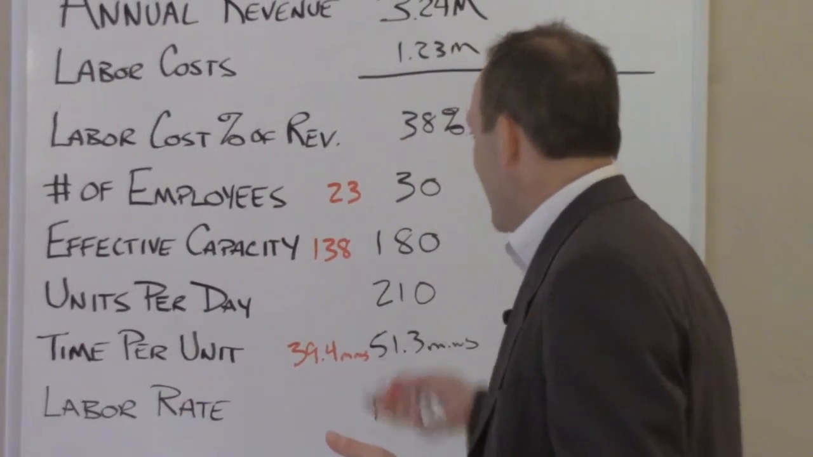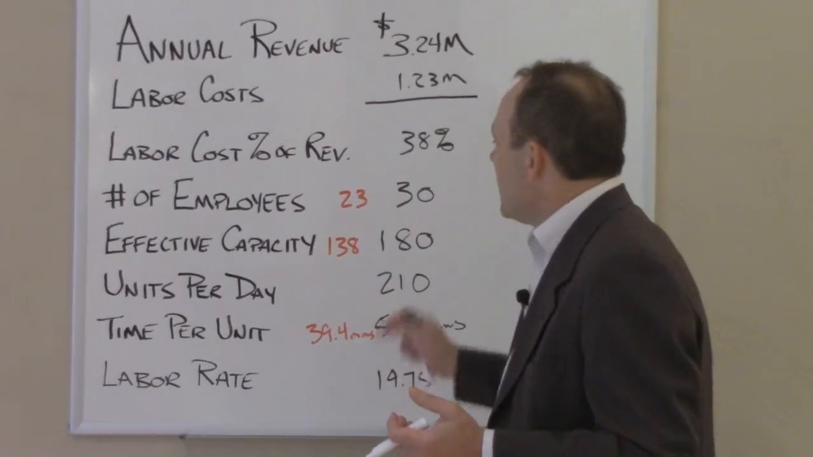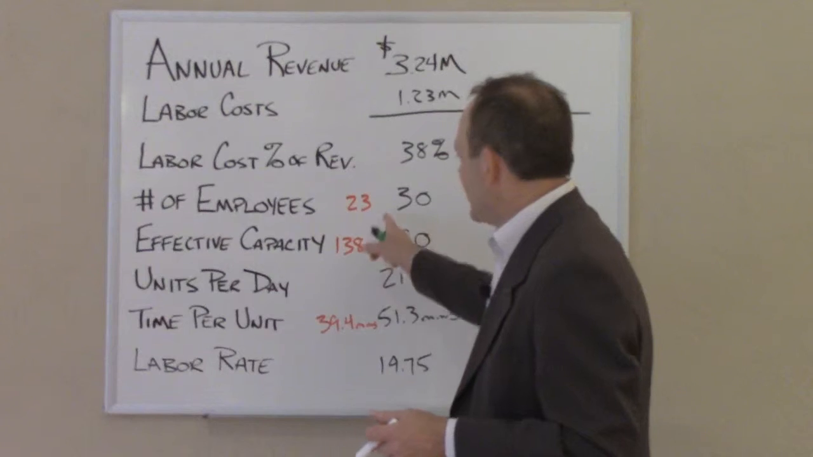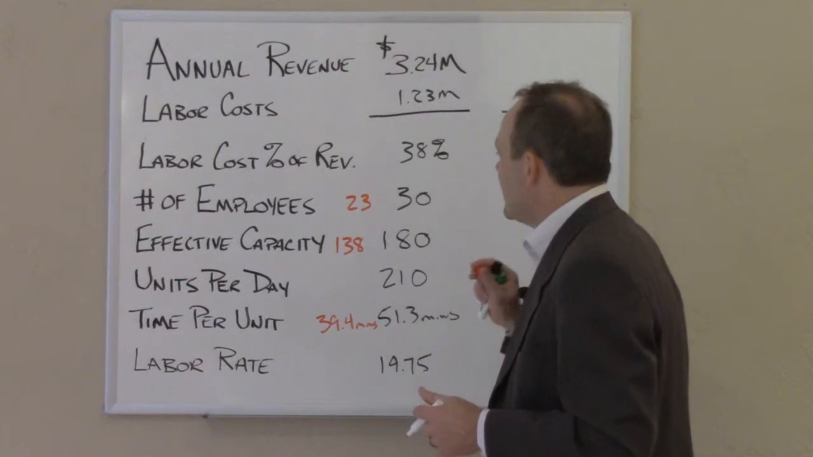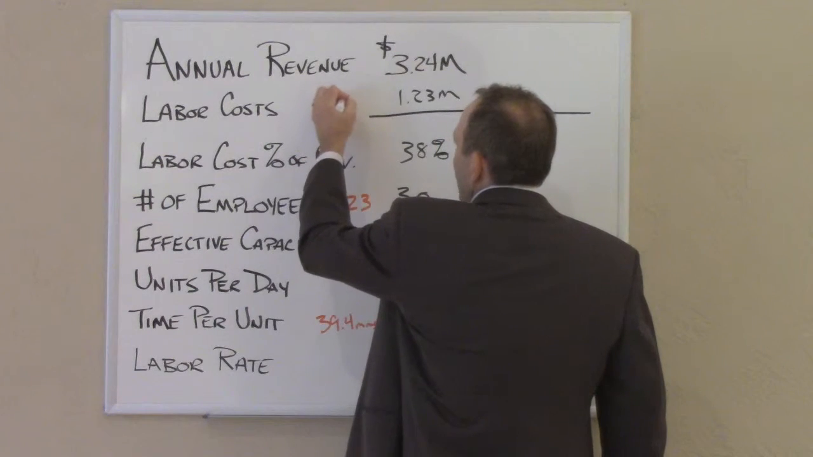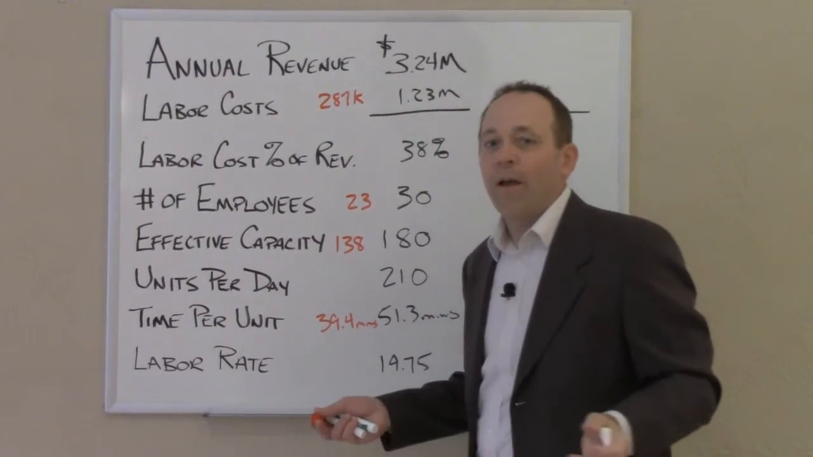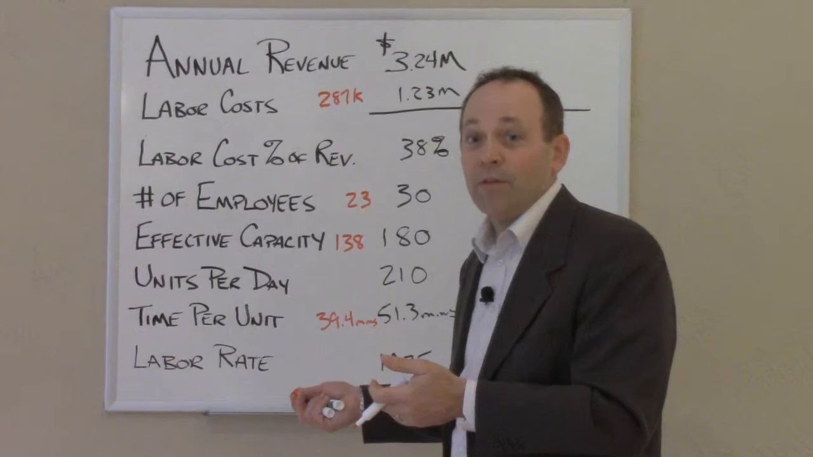So what can I do? Well, I can get rid of 7 employees and produce the same output. What does it cost if I maintain the status quo? If I take those 7 employees times the $19.75 times the 2,080 hours, I end up with a number of $287,000 per year that I'm essentially throwing away. It's money that I don't need to spend to produce the output that I'm producing.